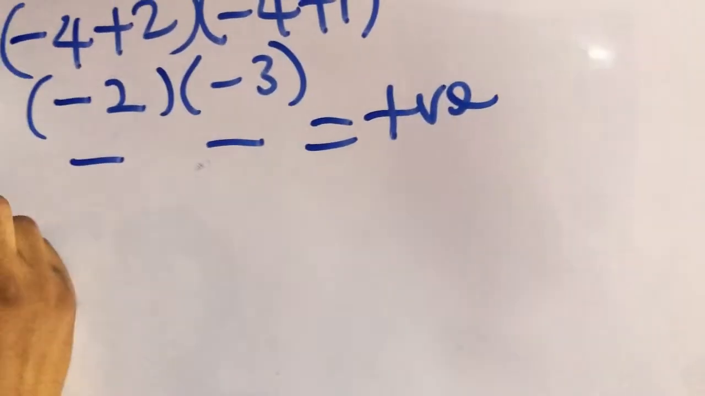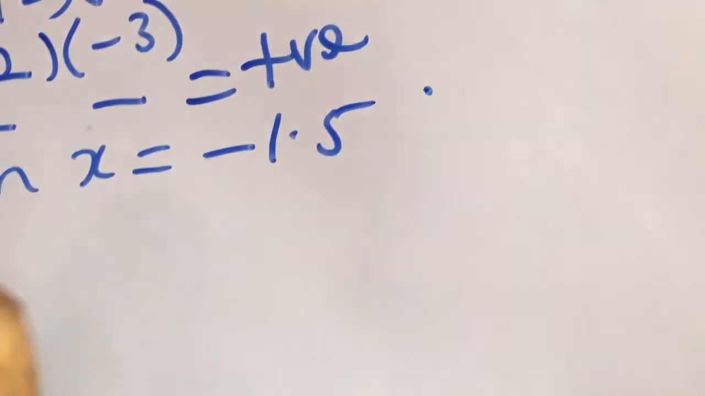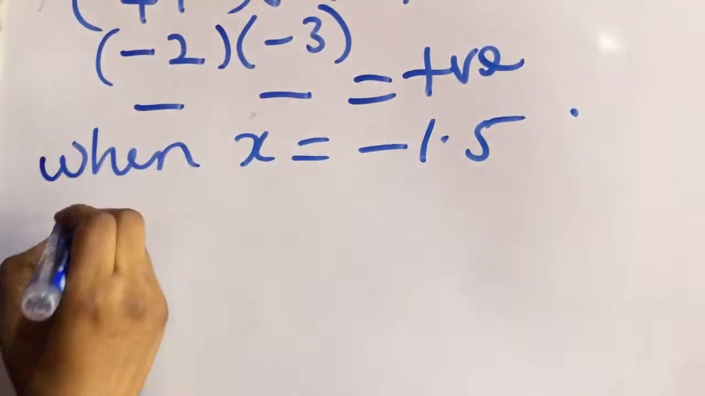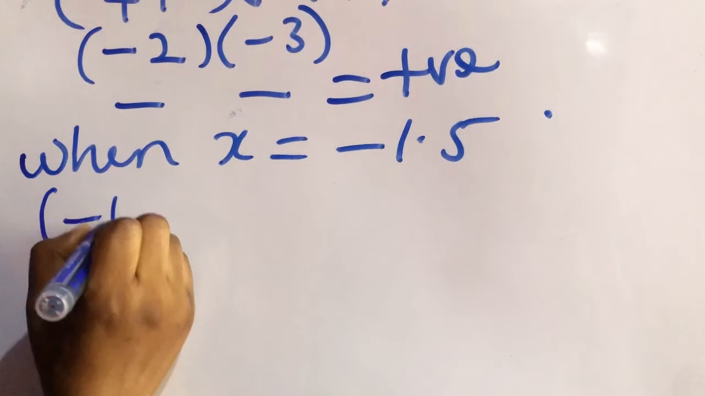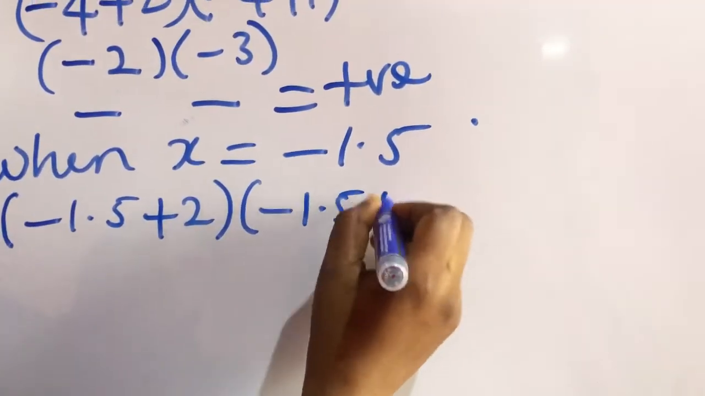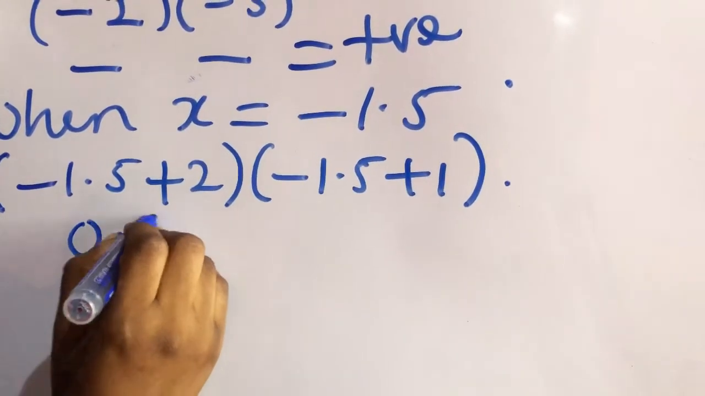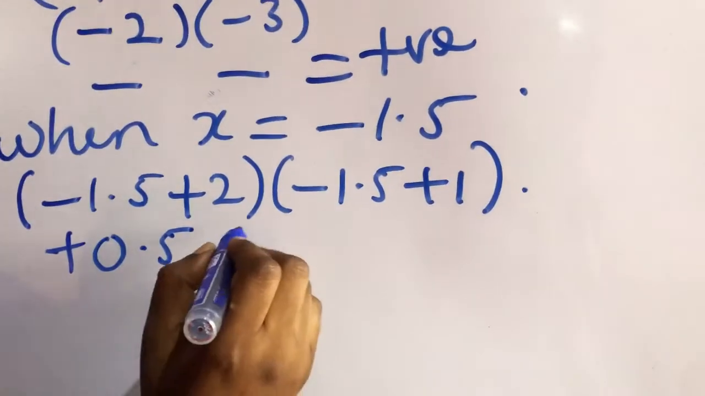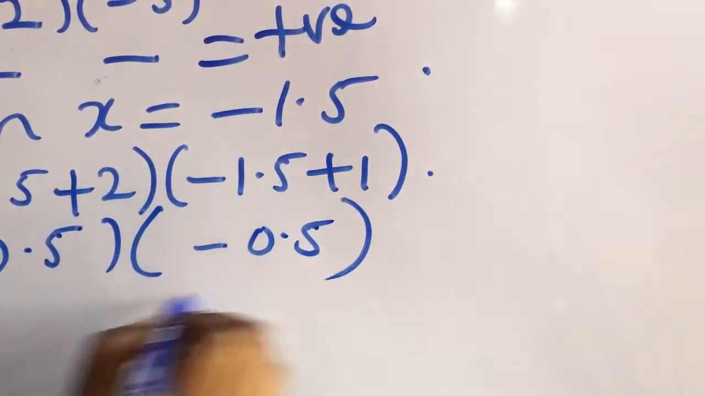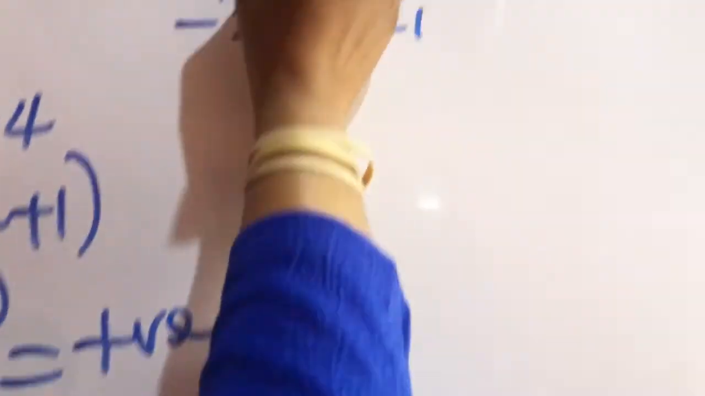Let's say I take x to be equal to negative 1.5. So if I plug in minus 1.5 inside this expression, I have minus 1.5 plus 2 multiplied by minus 1.5 plus 1. So I have here 0.5, which is positive, and multiplied by this one gives me minus 0.5. So positive multiplied by negative gives me negative. So I have negative here.